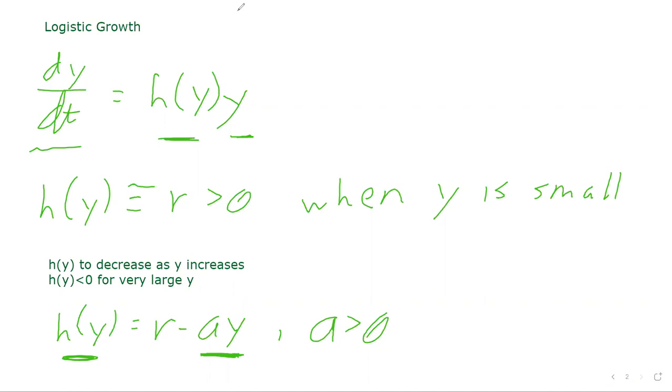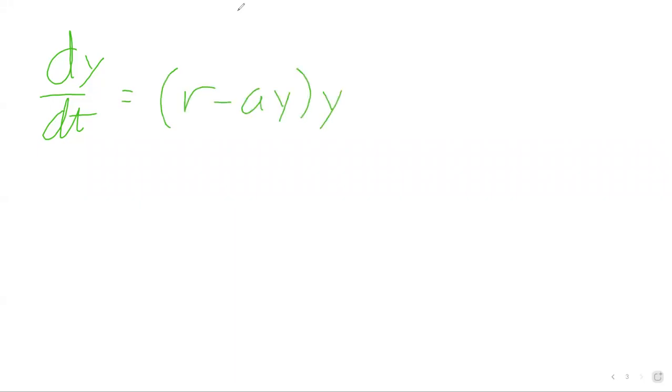So overall, what we end up with is our dy/dt being equal to (r minus ay) times y. And if we factor out the r, it's r times (1 minus y over k) times y, where k is equal to r over a.